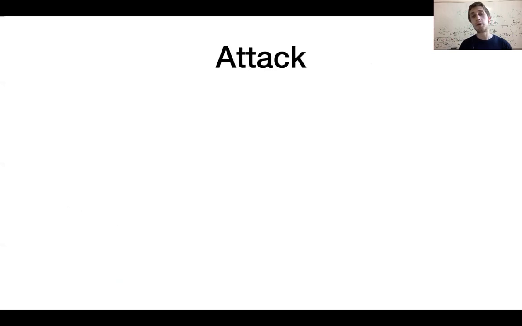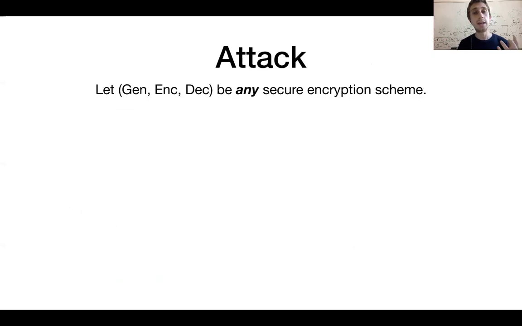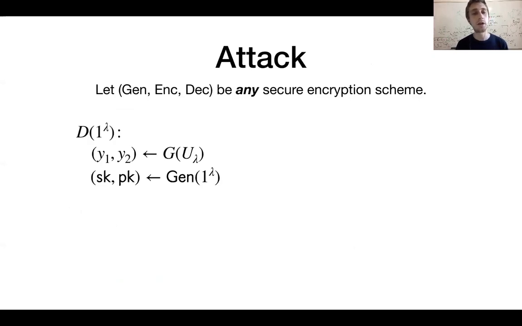Okay, so now that we have our ingredients, we're ready to describe the attack. Again, we're going to start with any encryption scheme, and we're going to consider distribution D that on input the security parameter first runs the PRG G on a random seed and gets two outputs, y1 and y2, and it also honestly generates a secret key and public key pair.